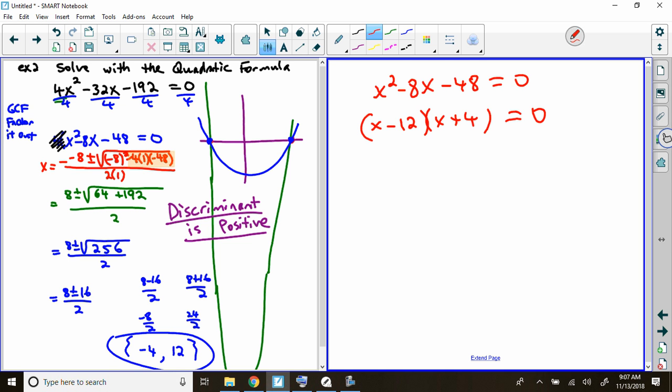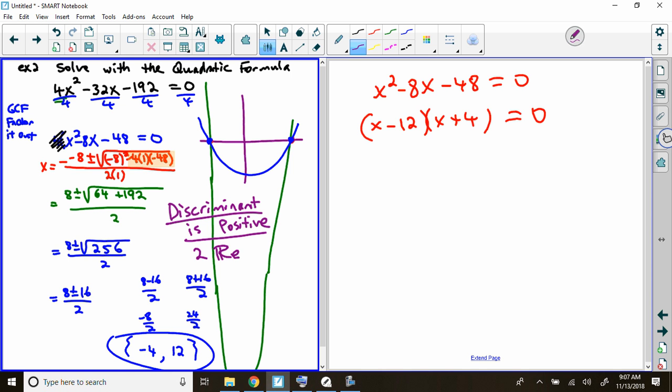When the discriminant's positive, this one just happens to work out nice with nice integer answers. But when the discriminant's positive, we're going to have two real solutions.